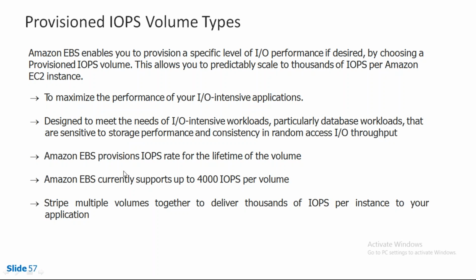Then Amazon EBS provisions IOPS rate for the lifetime of the volume. Amazon EBS currently supports up to 4000 IOPS per volume. So this is very huge, so that we can access it very fast. Then stripe multiple volumes together to deliver thousands of IOPS. Stripe multiple volumes is nothing but considering multiple volumes and providing IOPS per instance to your application.